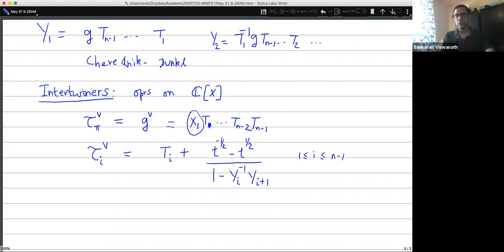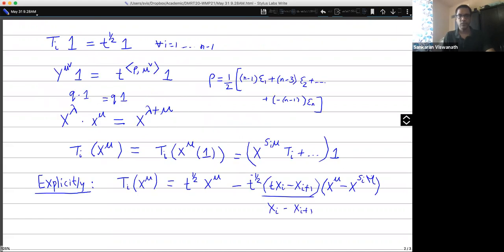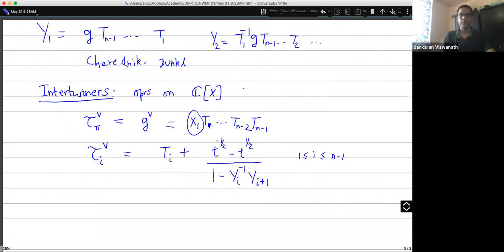So we just saw the action of the Ti's there. Let's go back and see what the Ti's do. They don't do anything to the degree at all, because the second term is sort of like a divided difference, x^mu minus x^{si mu} divided by xi minus x_{i+1}. That reduces the degree by 1. And then you're multiplying by this t xi minus x_{i+1}. So the Ti's act by preserving the degree. And these g checks, or the tau_pi checks, are the ones which increase the degree by 1.